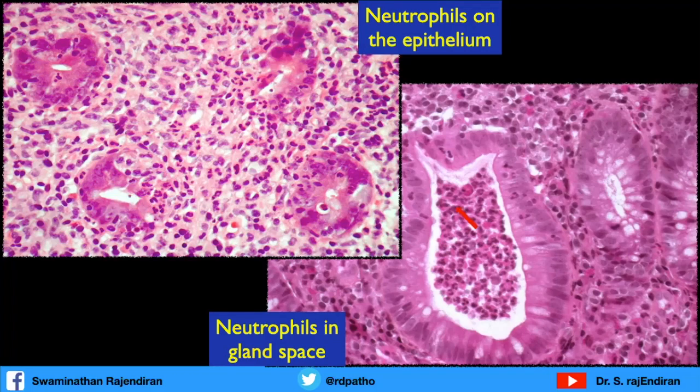Okay, and this is a crypt abscess. This is advanced active inflammation. Neutrophils sitting in the glandular space. So this is cryptitis and this is crypt abscess. Here also you can see cryptitis.